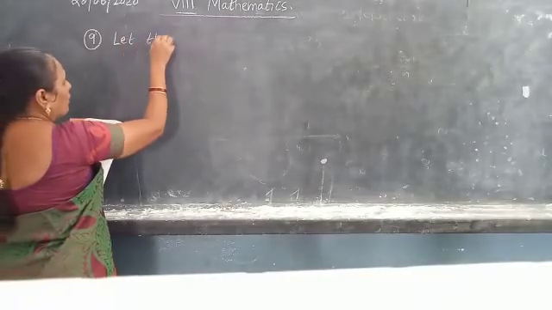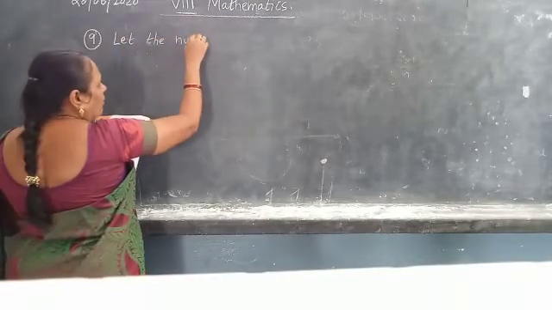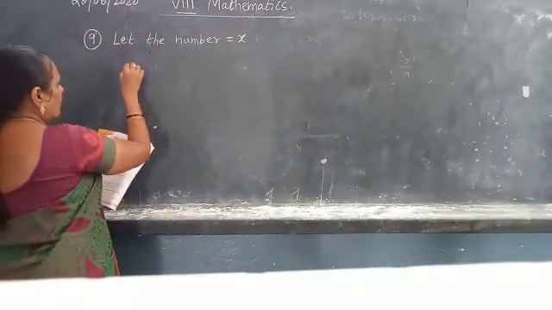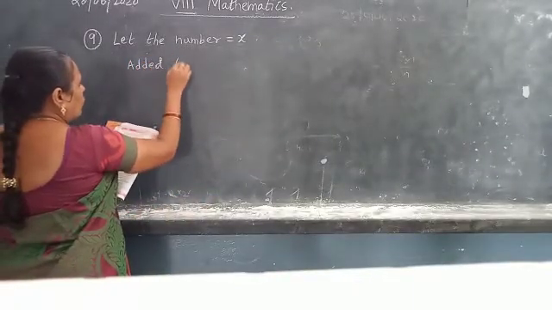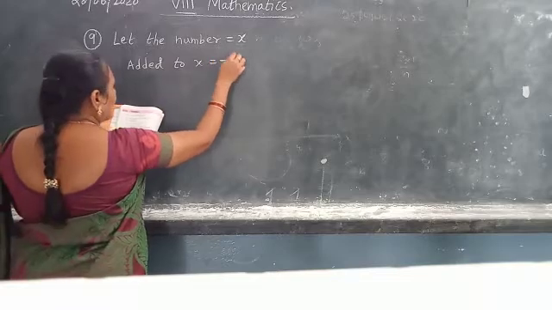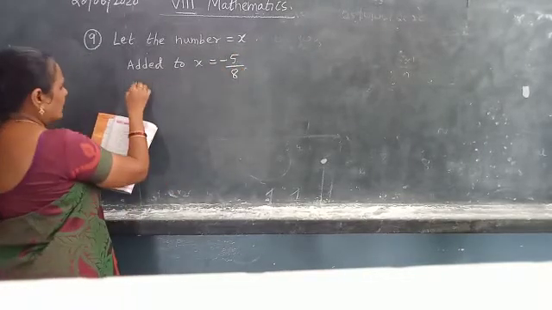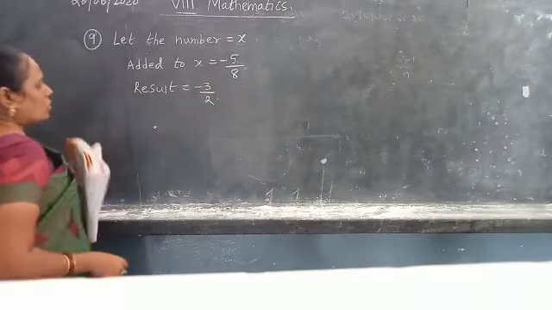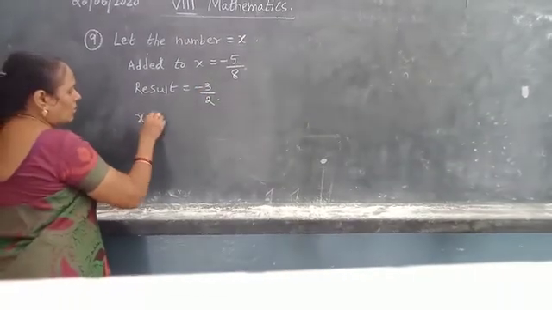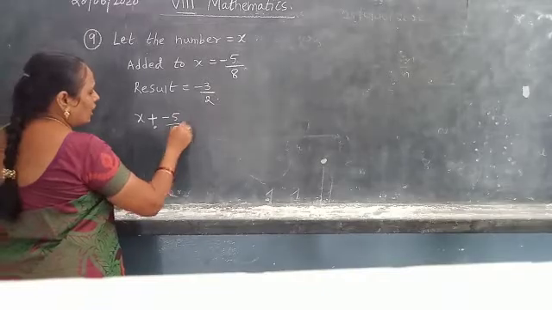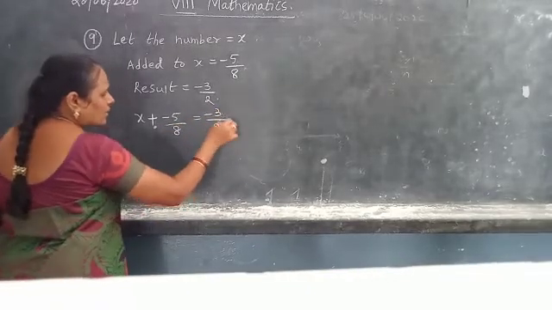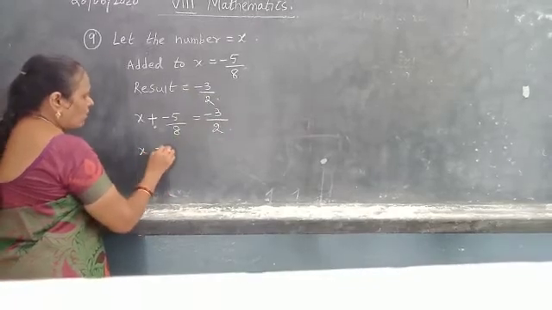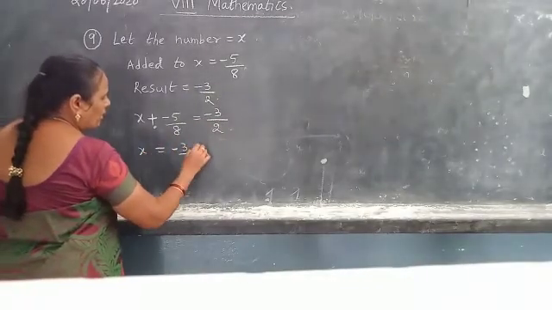So what number should be added? That means we don't know the number. So let the number be equal to x. What should be added to x? x added to minus 5 by 8, and the result we are getting is minus 3 by 2. Some number is added to minus 5 by 8 and gives the result minus 3 by 2. So send this minus 5 by 8 to the right side, that becomes plus 5 by 8.